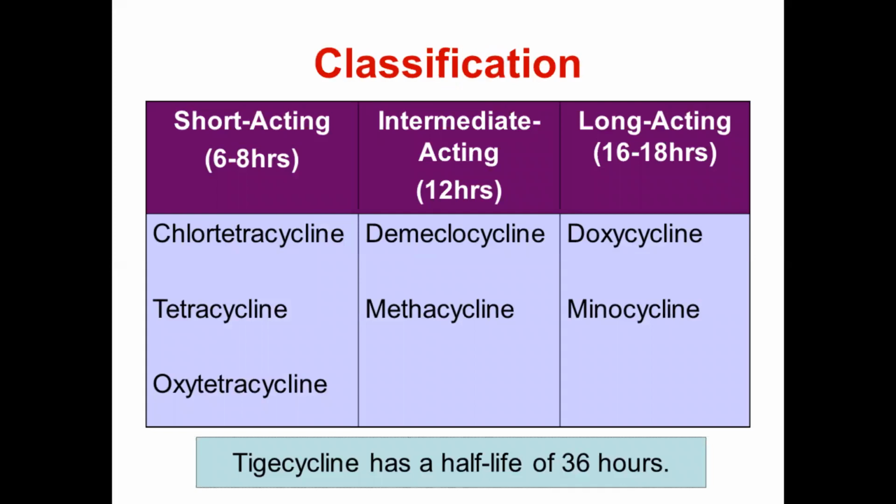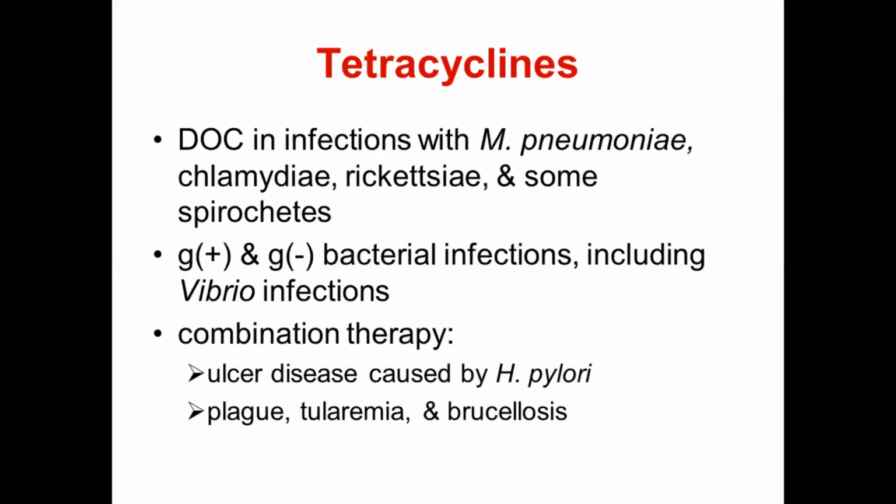So it has this classification. We have the short-acting, intermediate-acting, and long-acting tetracyclines. So ito pwede nyo rin i-familiarize. No? Tetracyclines are the drug of choice for infections with Mycoplasma pneumoniae, Chlamydia, Rickettsia, and other spirochetes. So it is usually combined. Ito na nga, sasagutin na nga natin. So combination therapy for ulcer disease caused by H. pylori, plague, tularemia, and brucellosis.